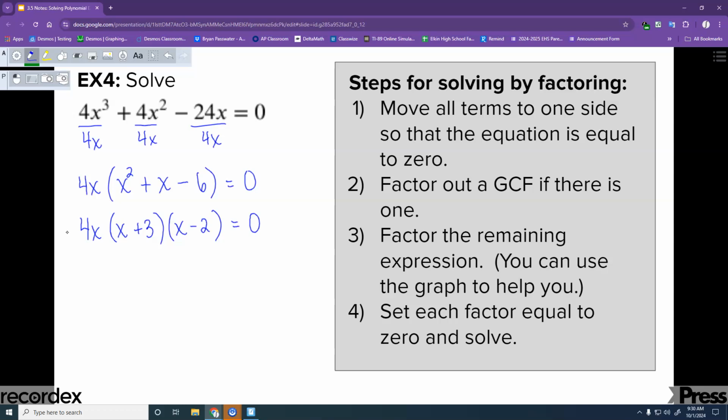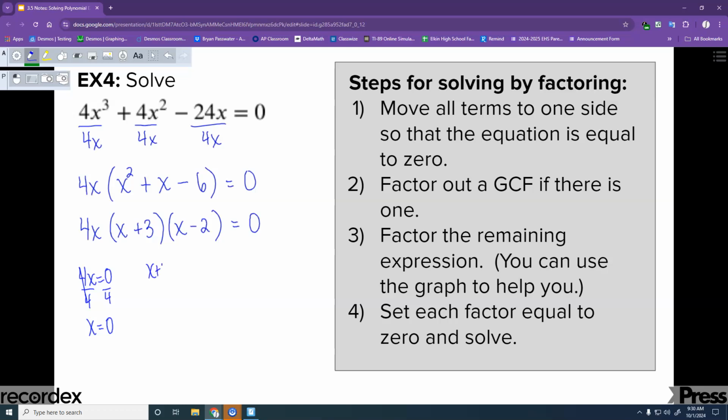The last step on these is that they're not asking us just to factor. They want us to find where this equals 0. So we're going to set each piece equal to 0. It's almost identical to finding the zeros like we were doing the other day. We just say 4x equals 0. So if we divide both sides by 4 there, x is going to equal 0.